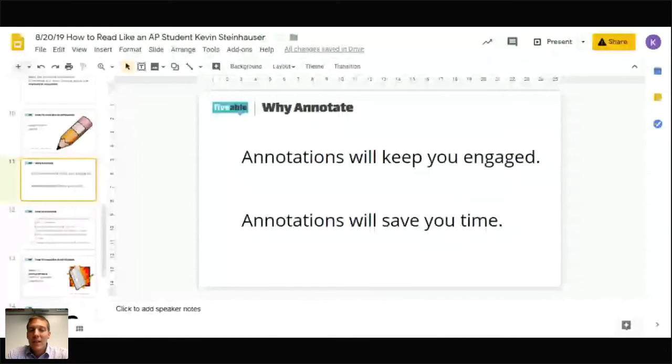All right, and second, and hear me out, annotation is actually going to save you time. Just like Dylan had to go read In Cold Blood and annotate, or mark stuff down as he went, we're going to use those same strategies for AP Language. You don't have time to read a text twice. You do have time to read the text once well and then answer some questions with it.